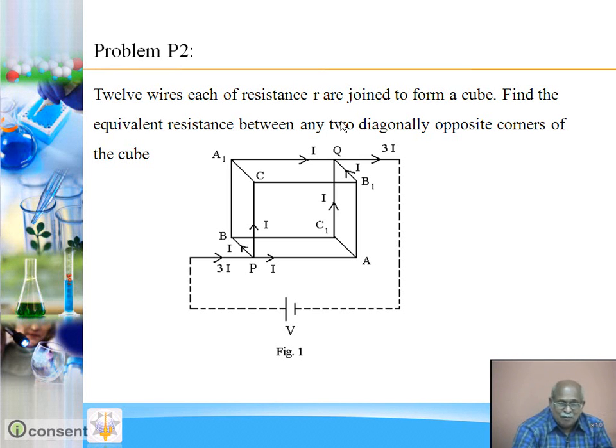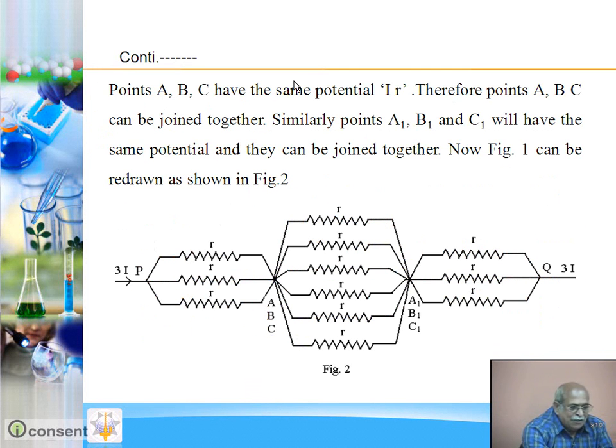Now the situation is, resistance of each edge is R. Points A, B, C can be joined together. Points A1, B1, C1 can be joined together. After we do this, figure 1 will reduce to figure 2. P कडून A, B, C तिन्ही एकत्र दाखवले तिथे. तेव्हा PA रेझिस्टन्स R, PB रेझिस्टन्स R, PC resistance R. At once you find that these three resistances are in parallel.